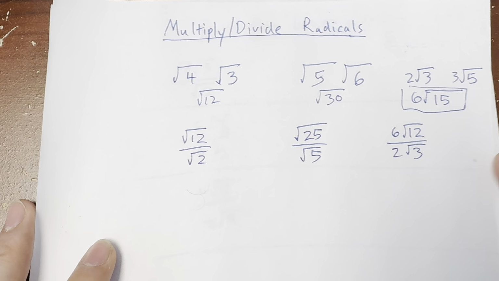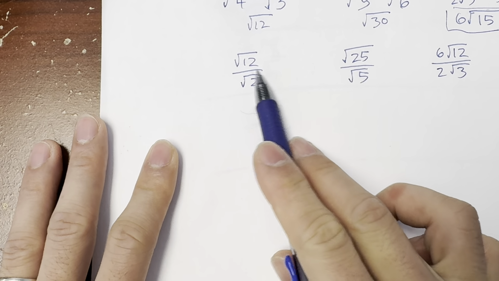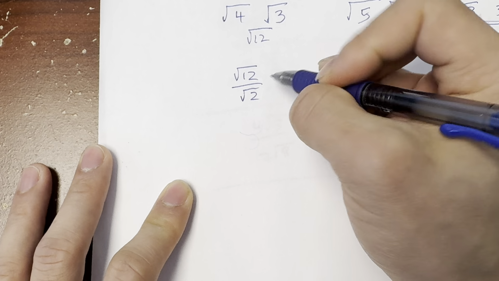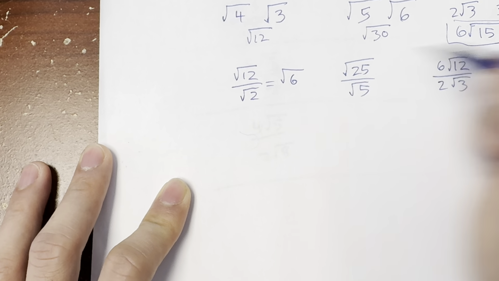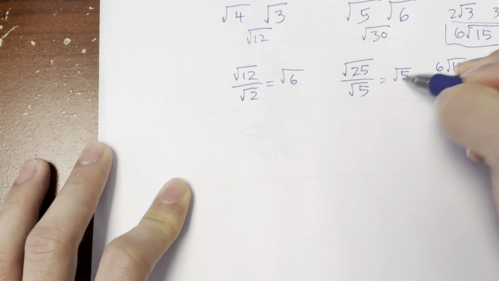Now, how do you divide radicals? It's literally the same thing, right? You just do the inside number divided by the inside number, and that's it. So root 12 divided by root 2 is going to give you simply root 6, and that's it. Root 25 divided by root 5 is going to give you root 5, okay?